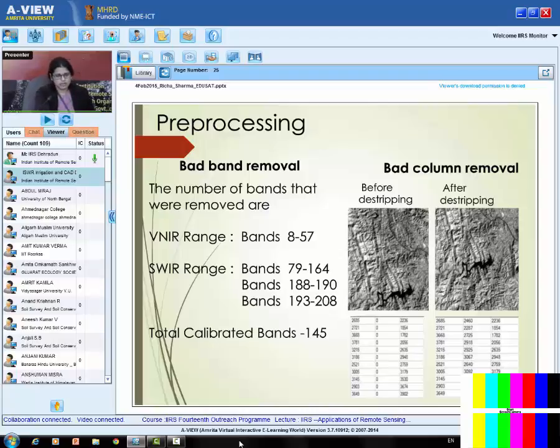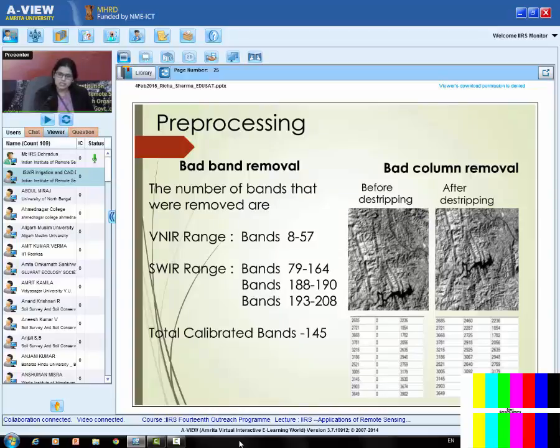For this study, we have used the following bands. Band number 1 to 7 for all the Hyperion data is not useful. It contains no information. It is completely black. And some bands, as we have seen, from 57 to 78, these bands are either completely black or completely white, so they don't contain any information. So we have to remove those bands.